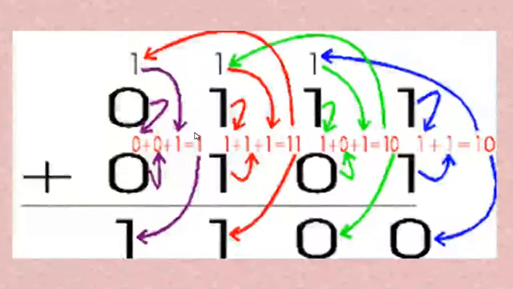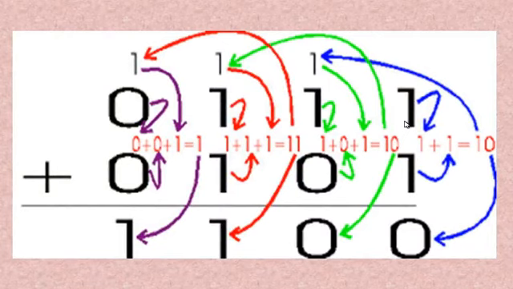Now students, this is another example. If you have to perform the addition of 0111 with 0101, then you have to apply the rules of binary addition. Let us perform addition of this LSB 1 plus 1.